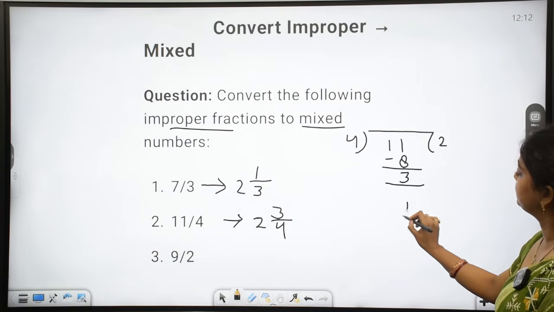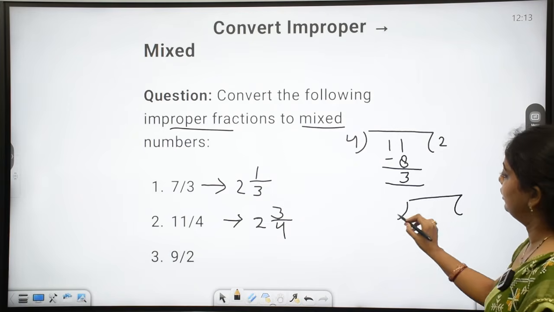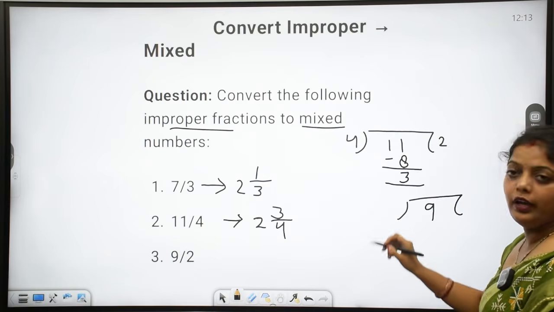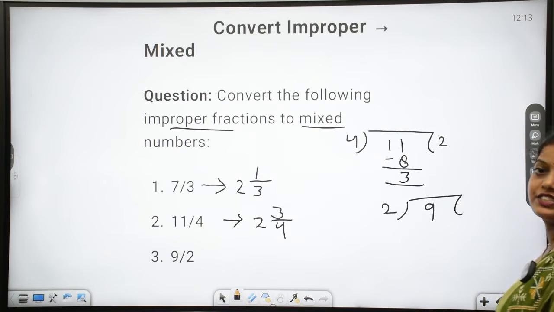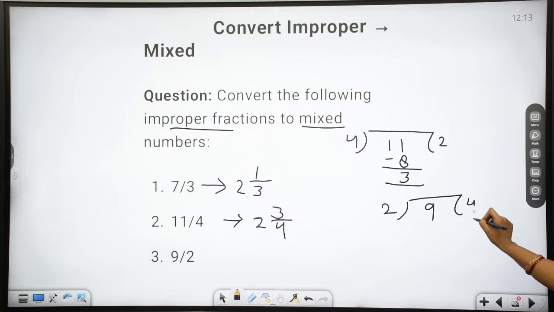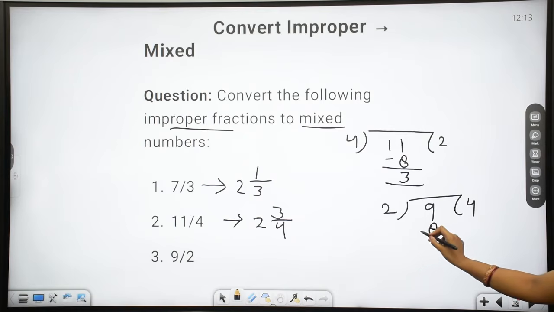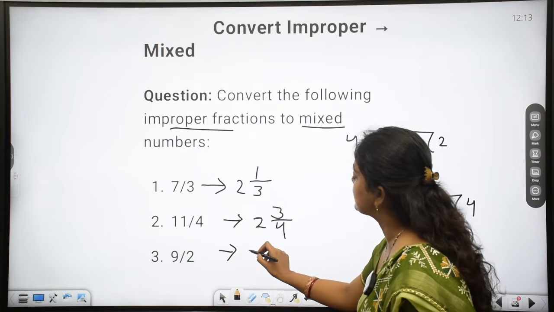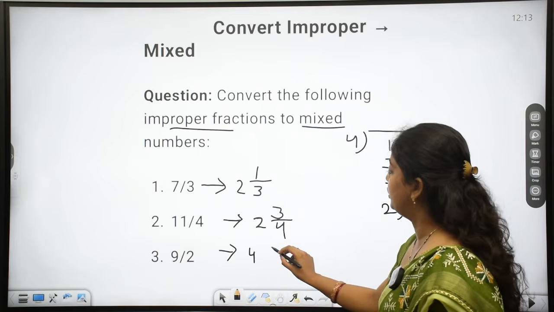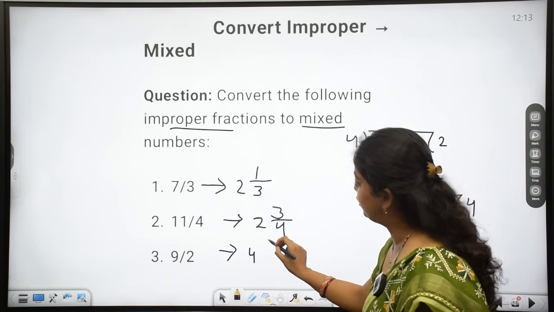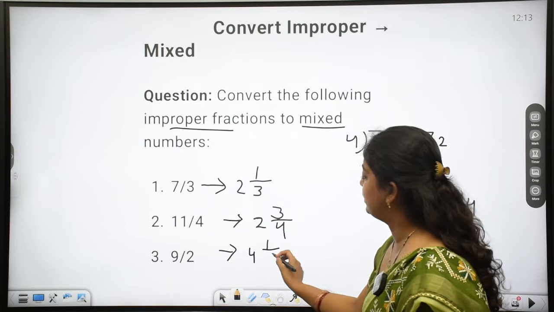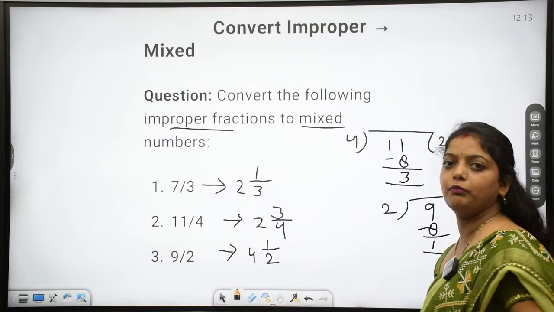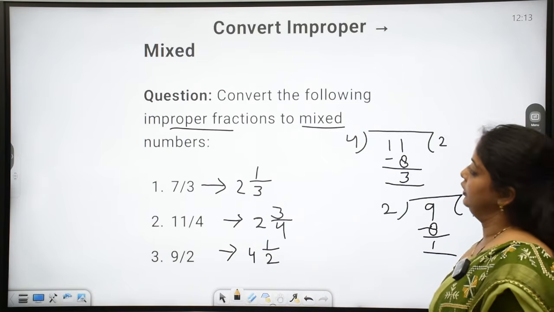Next one, 9 and 2. Let's divide. 2 4s are 8, minus, 1. Clear? Again we can write 4 as the quotient, so we will take it as the whole. 1 is the remainder, so we write it in place of the numerator, and the denominator will be the same. 4 whole 1 by 2.